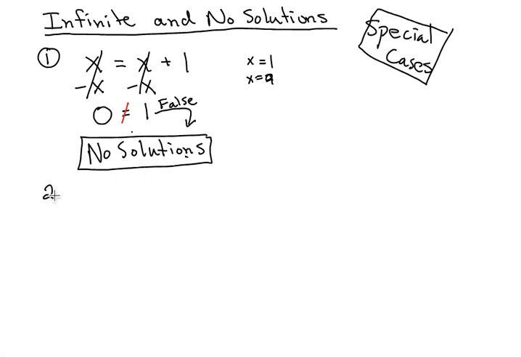So let's take a look at another example that would be infinite solutions. Let's take a nice, easy problem: 2x equals 2x. If I think about a number I can put in for x, like 1, 1 times 2 is 2, and 1 times 2 is 2. If I try 2 in for x, that would be 4 equals 4. If I try 9, that would be 18 equals 18. So no matter what number I substitute in, it will always be true.